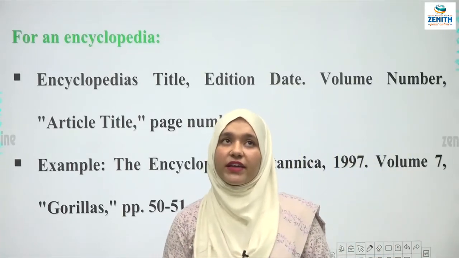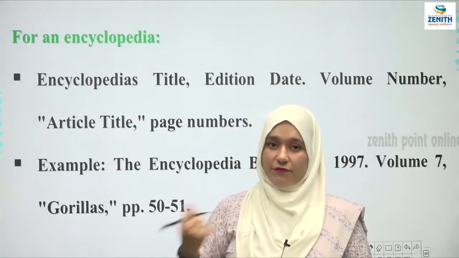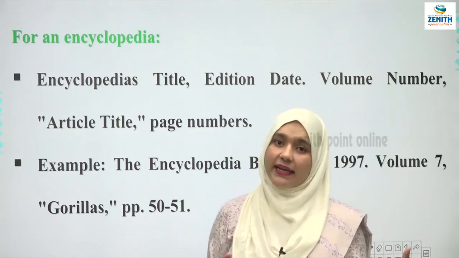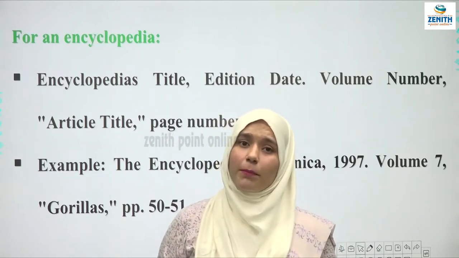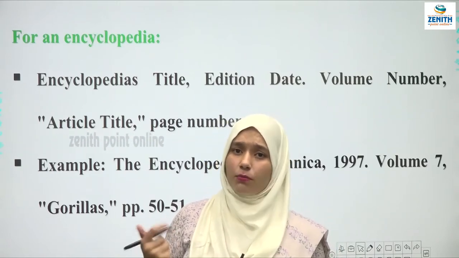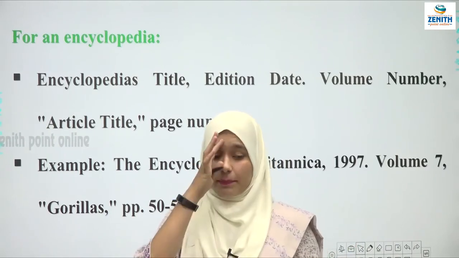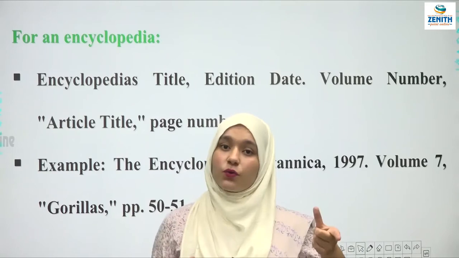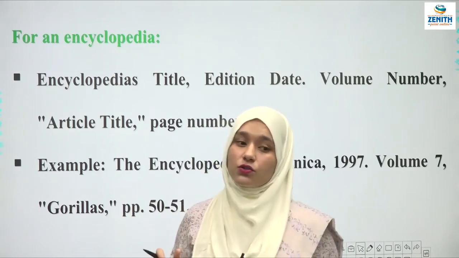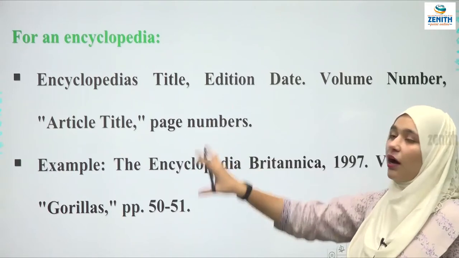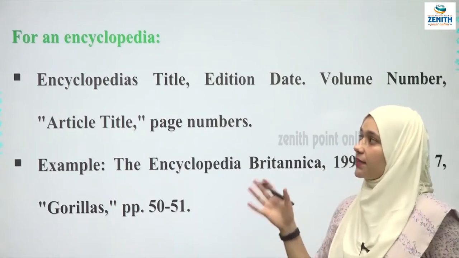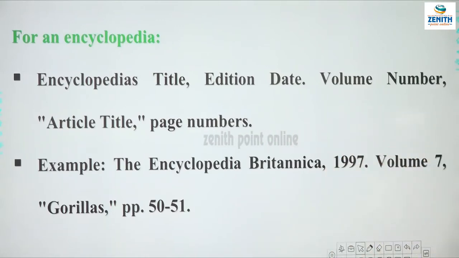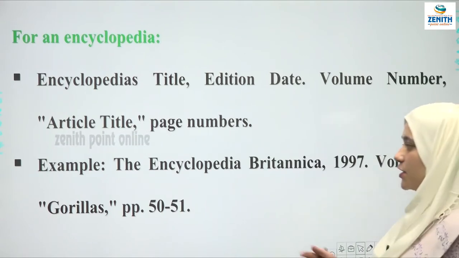Now we will be discussing how to reference and how to cite depending upon the source. For example, it depends whether you are taking your source material from a magazine, from a movie, or from a newspaper article. Depending upon the nature of your resource material, the citation style also differs. If you have taken your material from an encyclopedia, then this is how you should reference it: the encyclopedia's title, then edition date, volume number, article title and page numbers. So this is an example.